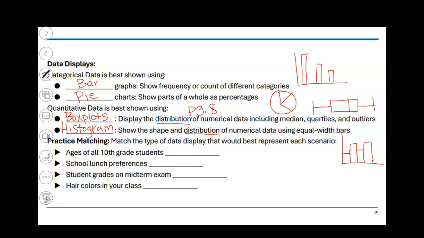Which one? You can answer this. You're allowed to talk. Quantitative. It is quantitative because it's ages. So what would you choose to display the data? Box plot or histogram? For ages. Histogram. Okay.